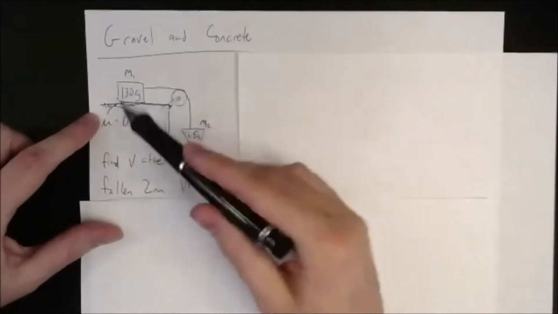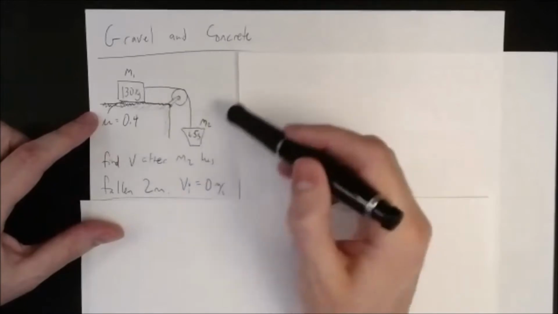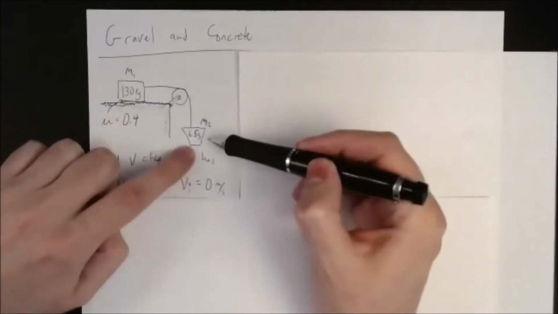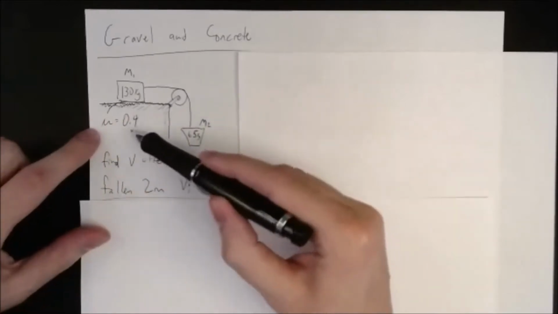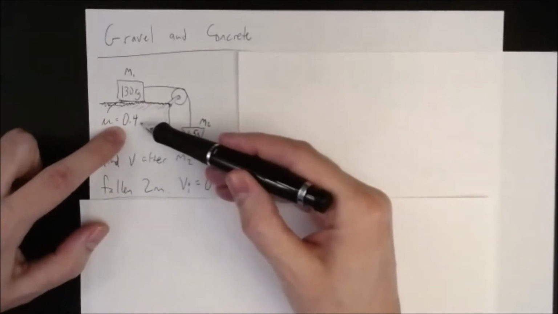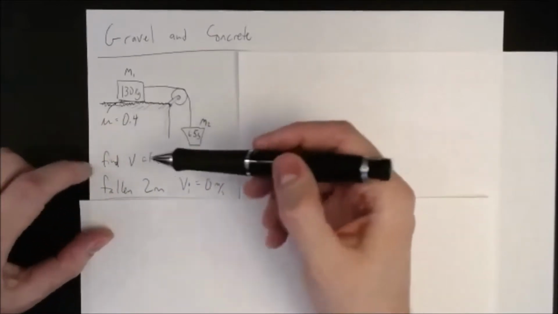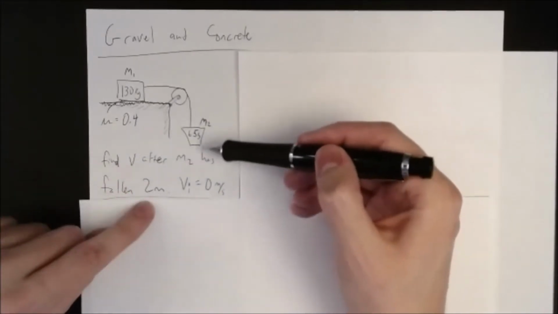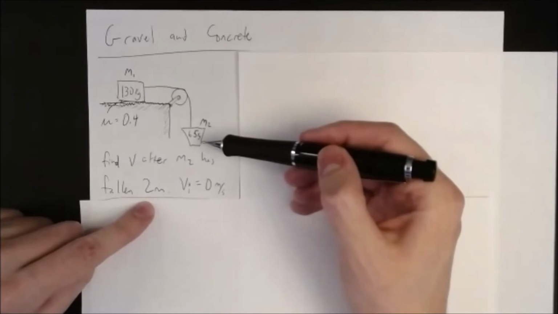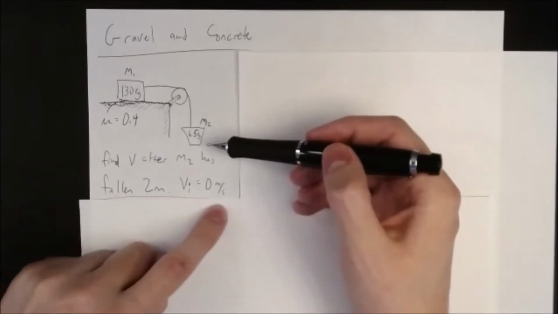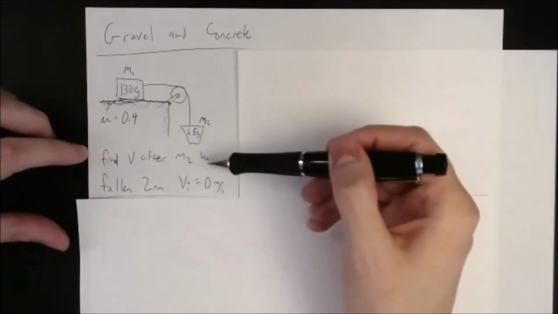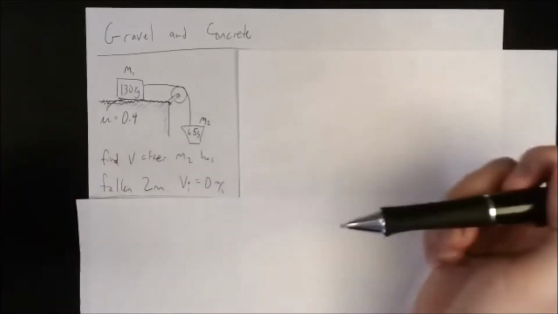I have redrawn the setup for you here. 130 kilogram mass 1, 65 kilogram mass 2. Mu was 0.4 according to the slide, and we need to find the velocity after m2 has fallen by 2 meters. The initial velocity was 0 meters per second. Now I say we need to find the velocity after m2 has fallen 2 meters.